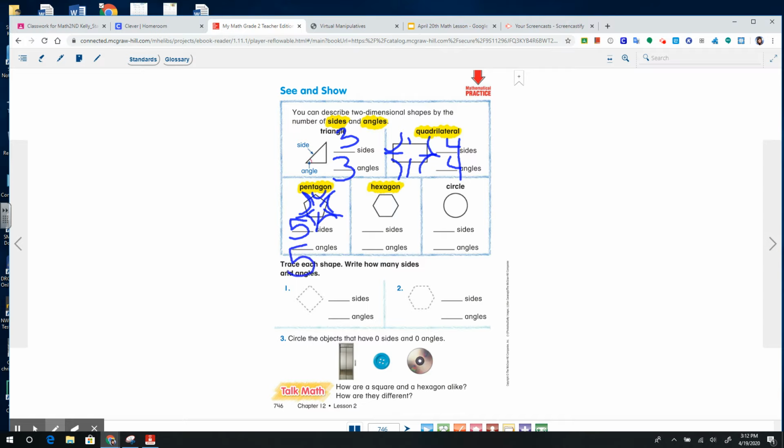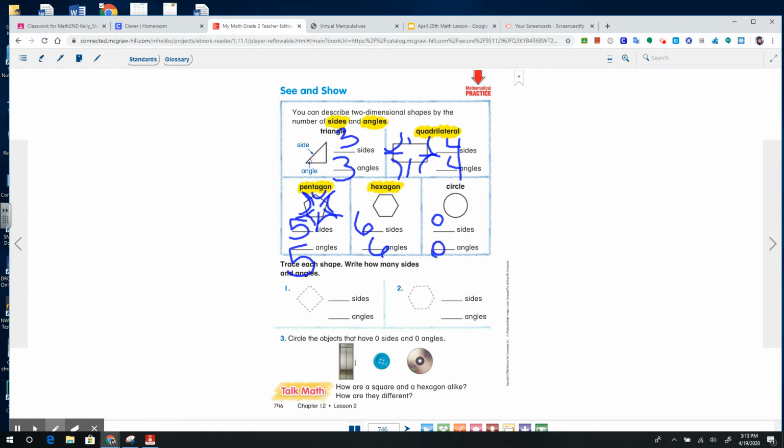A hexagon, we know because we just did it, it has 6 sides. We also know that it has our 6 angles. How about a circle? How many flat sides are there? 0. You're right. There's 0 flat sides, and there are 0 angles. There are no angles on a circle.